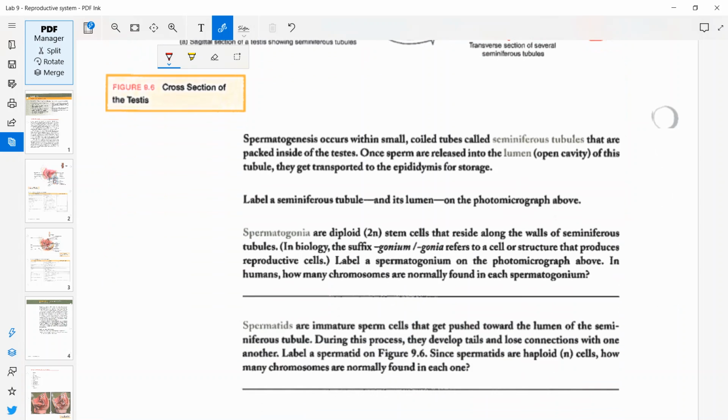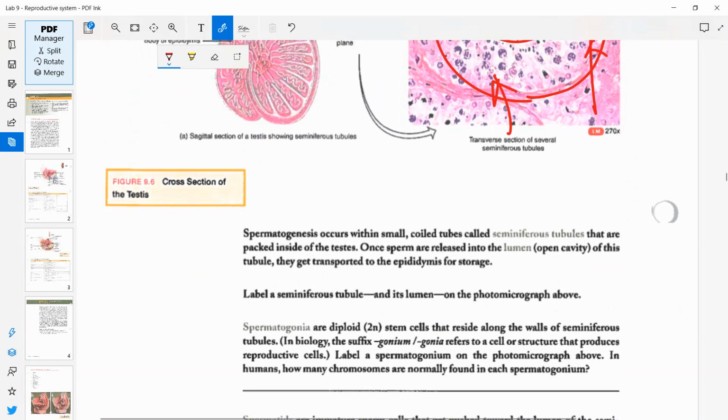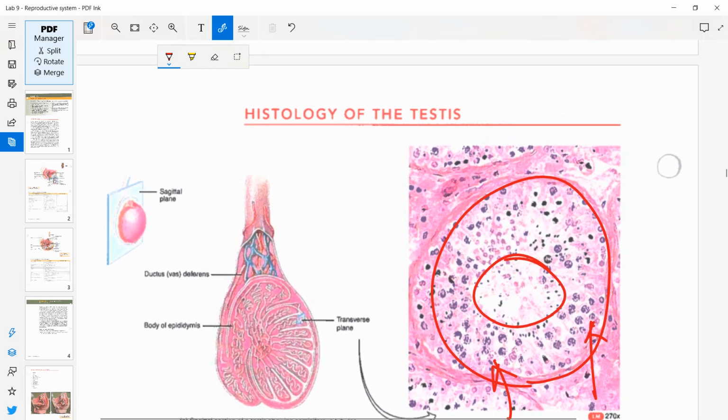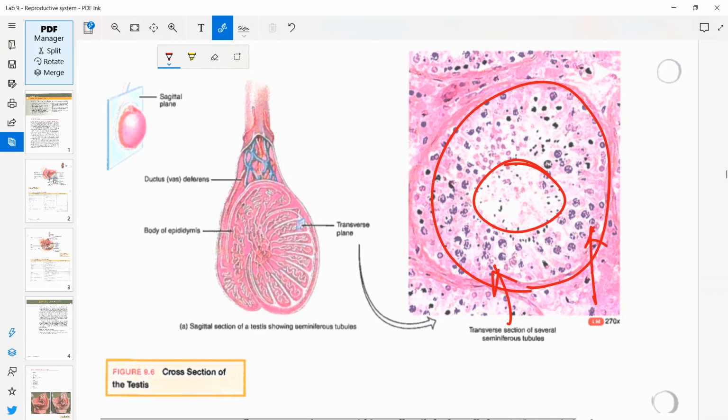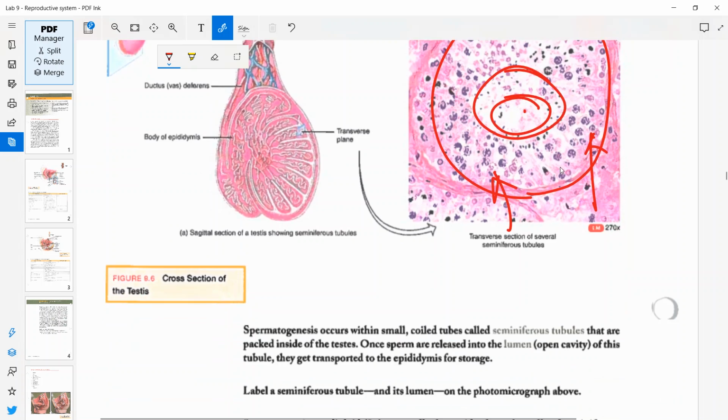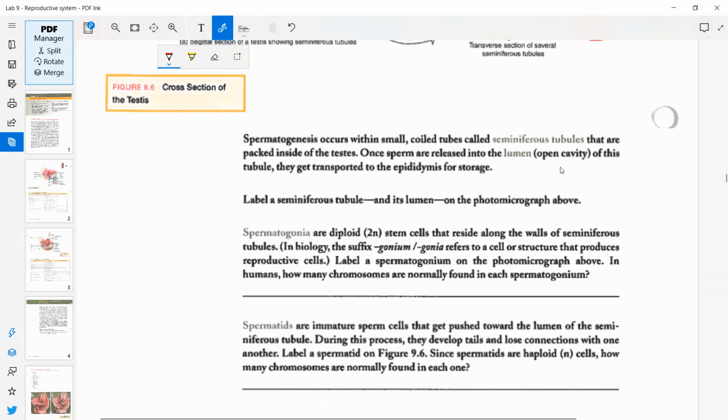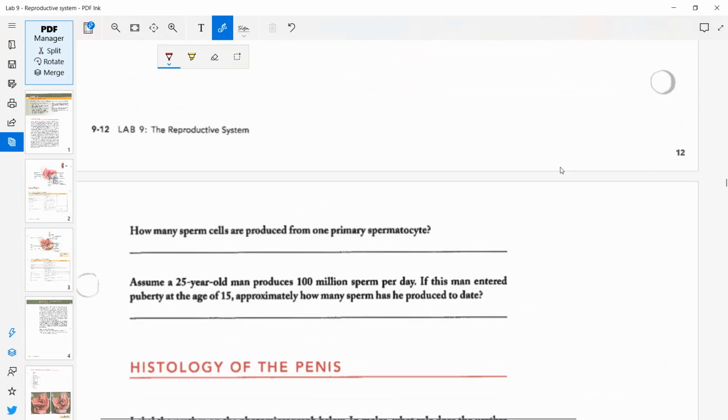Now spermatids are immature cells. We need to label the spermatid on this image here. So spermatids will be cells in the lumen, immature cells in the lumen. Immature spermatids are haploid cells, which means it's not 23 pairs, it's just 23 chromosomes. So instead of 46 chromosomes, which are normally found in spermatogonia, there are 23 chromosomes in the spermatid.